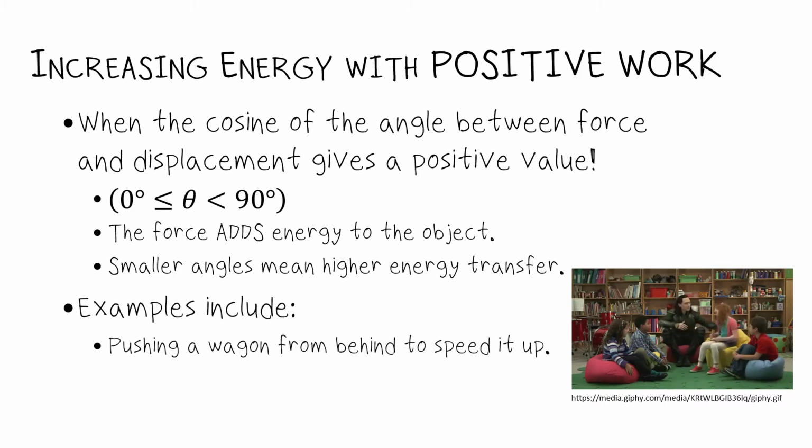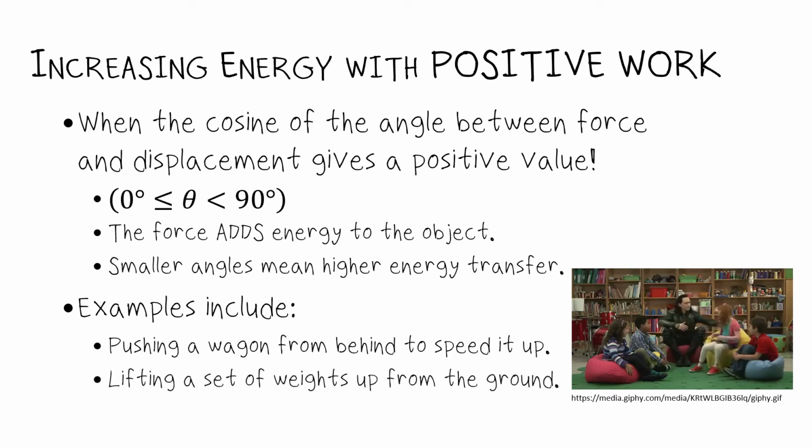Other examples might be, say, pushing a wagon from behind, or a lawnmower or anything like that. If you're pushing it in the direction that it's moving, you're going to give more oomph than, say, if you're pushing up or pushing down at an angle. Now, this doesn't just have to be kinetic energy as well. You can change the potential energy. If you move an object upwards, you can increase its gravitational potential energy. The displacement is up, the force is up. So even if the object isn't necessarily speeding up, it is increasing its gravitational potential energy.